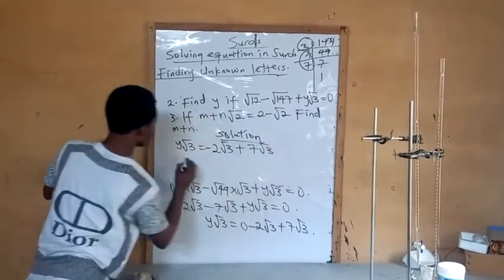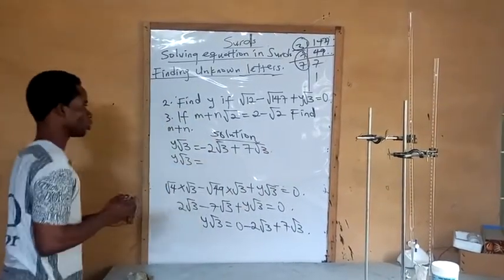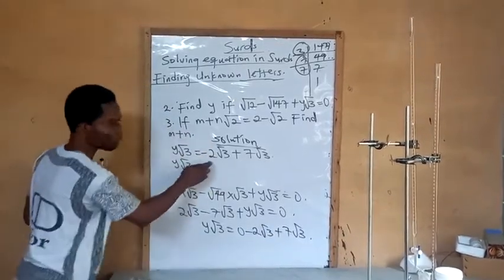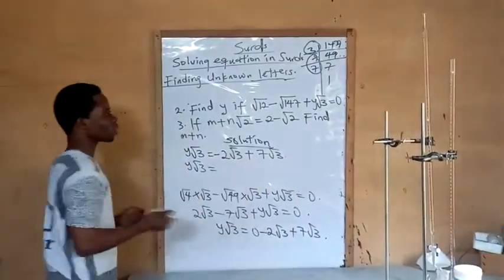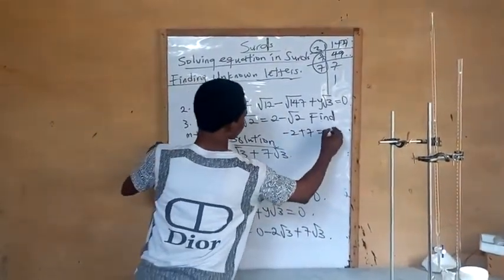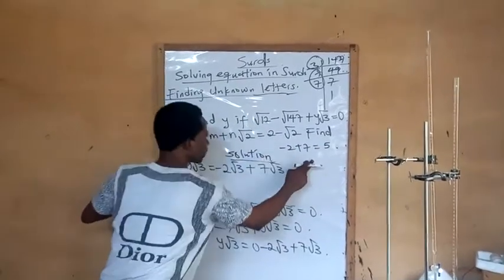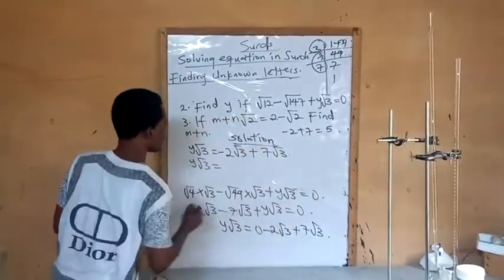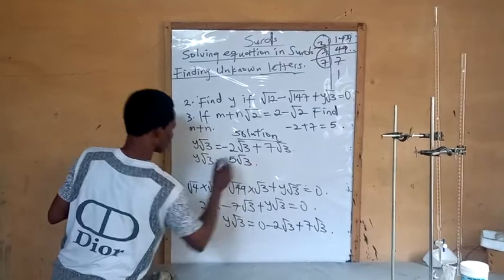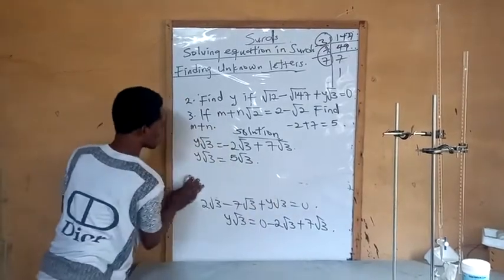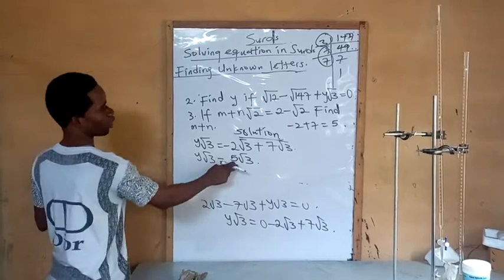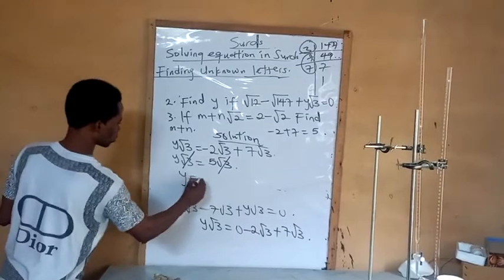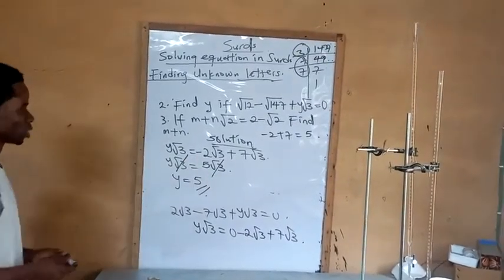Y root 3 equals to, I told you, if you look at them, they all have the same roots. So they can be added. So the number in front of them is minus 2 plus 7. Minus 2 plus 7 is what? Minus 2 plus 7 equals to 5. Because you go and borrow someone's naira, you have 7 naira. You pay that 2 naira, so you are having 5 naira with yourself. That is 5 root 3. But don't forget, I'm actually looking for y. So y equals to 5. Because root 3 is on both sides, they cancel each other. Y equals to 5. As simple as that.